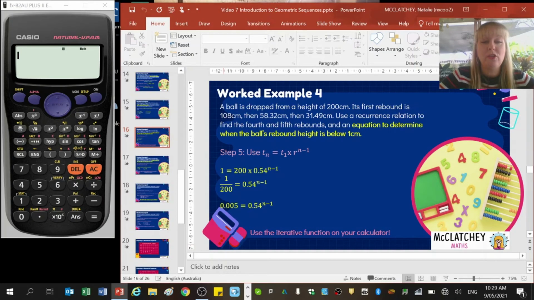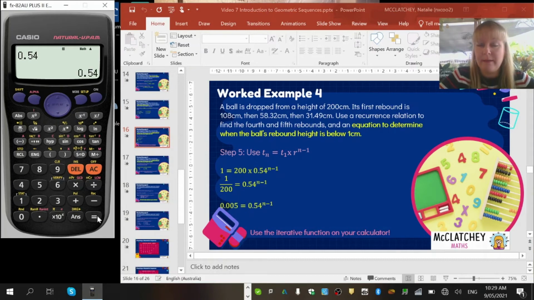So what we're going to do is focus on the right-hand side of the equation. So we're going to put 0.54 onto the calculator, and we're going to press the equals button. And that will drop it down from the top side of your screen to the right-hand side of your screen, which will enable you to use the iterative function. And I'm using a Casio scientific calculator for this. So what I'm going to do is multiply that by 0.54.